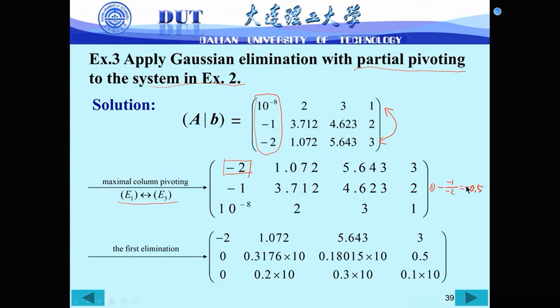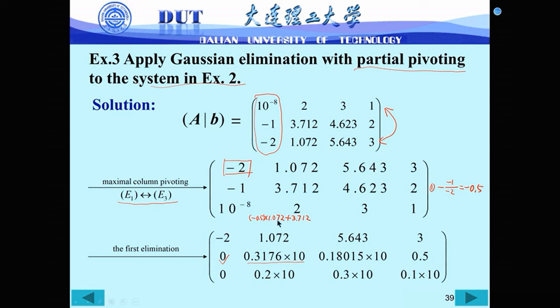Then we multiply the first row by -0.5 and add it to the second row. Now this number is changed to 0, and this number is changed to 0.3176 multiply 10. Actually, how to obtain this number? Now I write here. That means we use -0.5 multiply 1.072 add to plus 3.72. It's okay for you?